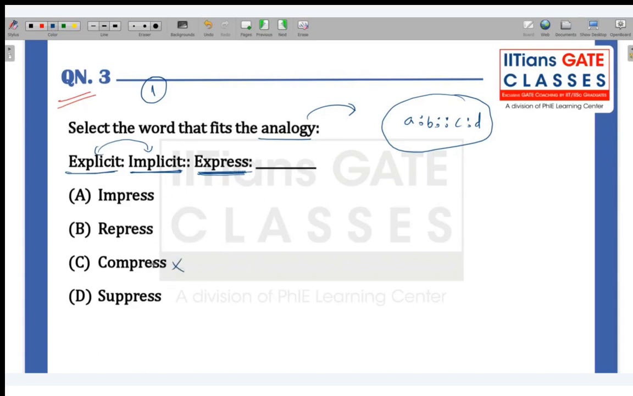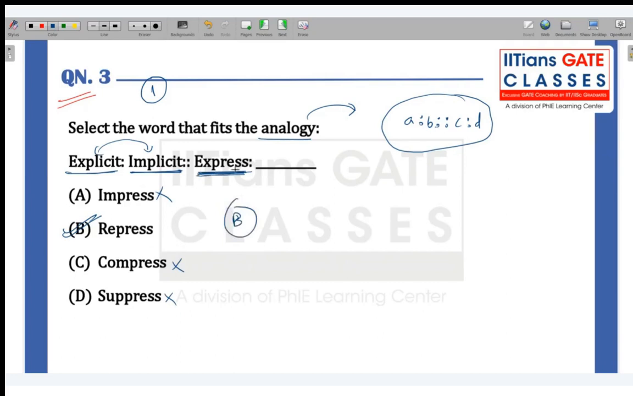You can immediately eliminate this kind of option, and you can also eliminate this suppress. Okay, impress is also not correct. Okay, so which option is going to be correct here? Yeah, so repress will be the correct choice. Okay, so I think Rohit has given, yeah, Rohit has given which option? Okay. So guys, you have to choose choice B as the correct option, because you have to find the antonym of express. Okay. So choice B is going to be correct.